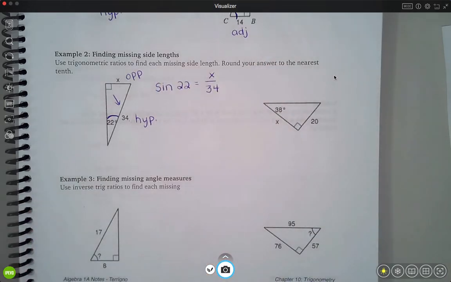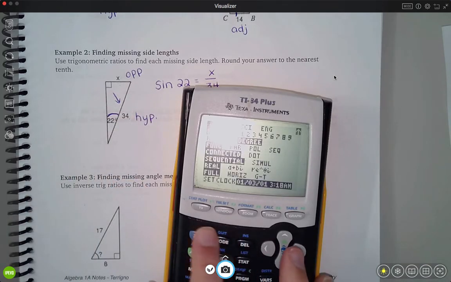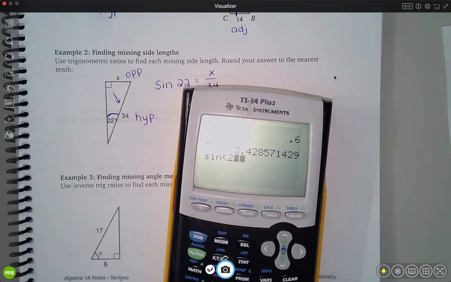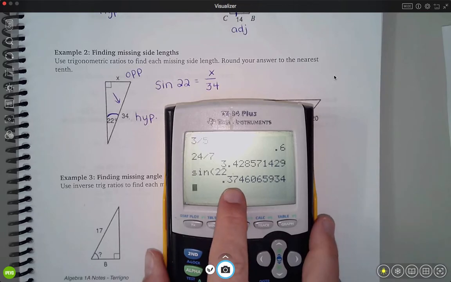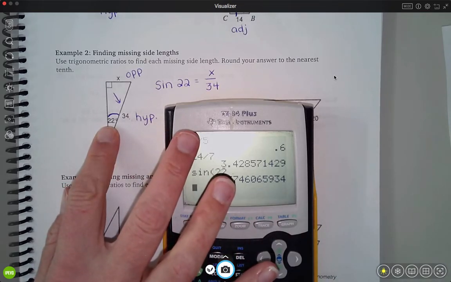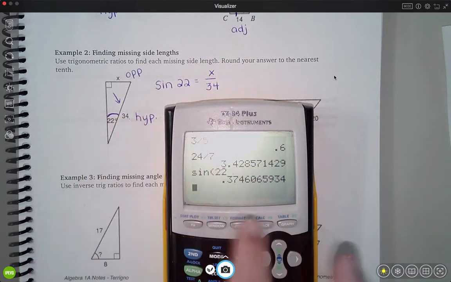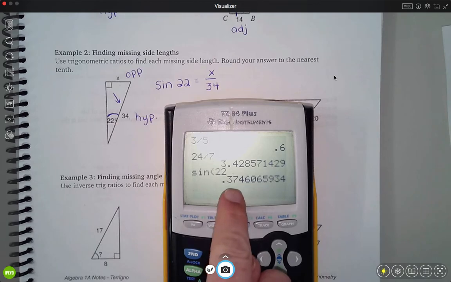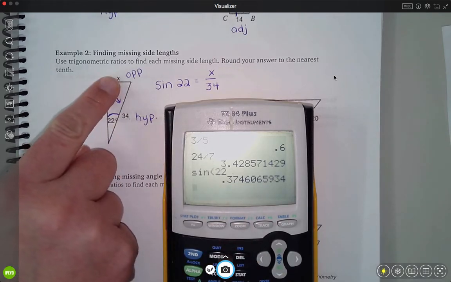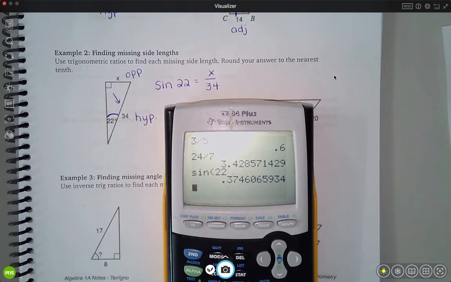Then our goal is to solve for x. Now I want to show you something quick here. Sine of 22 we can find in our calculator. If we hit sine 22, we get this big crazy decimal, and I just want to clarify what that represents. It means that anytime I have a 22-degree angle here, the relationship between the opposite side and the hypotenuse is going to be this 0.3746. If I took the hypotenuse and multiplied by that decimal, it would give me the opposite side. That's how much smaller this is than this in every right triangle that has a 22-degree angle.